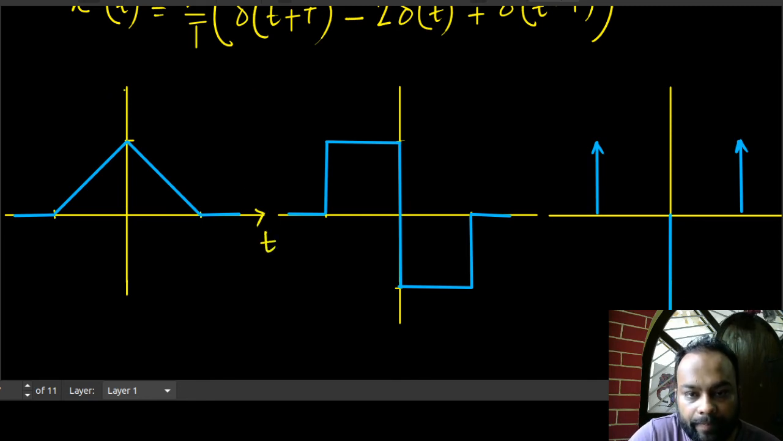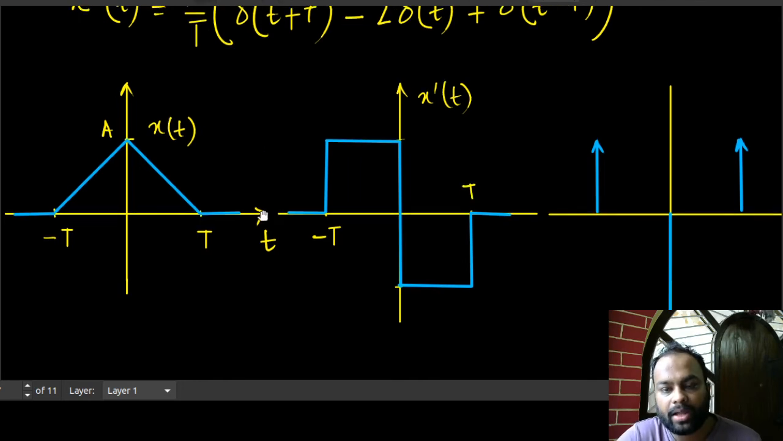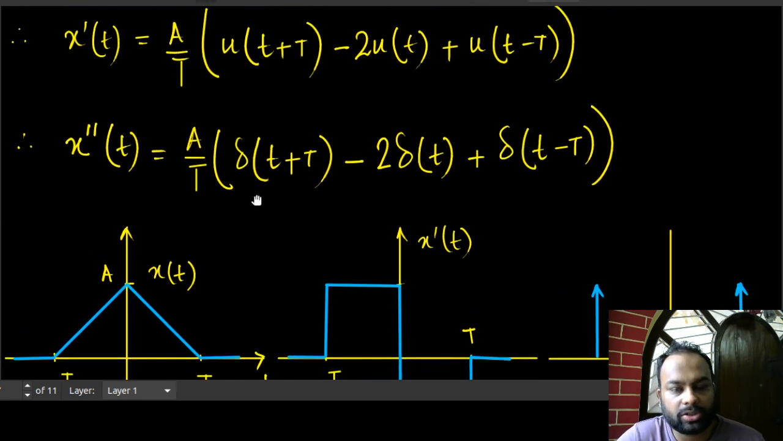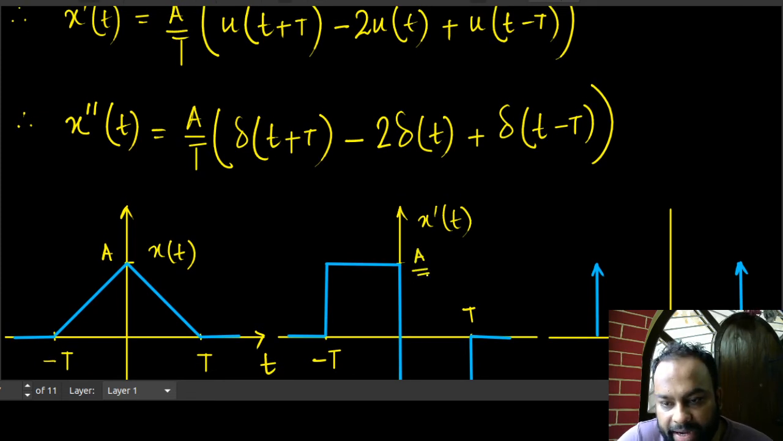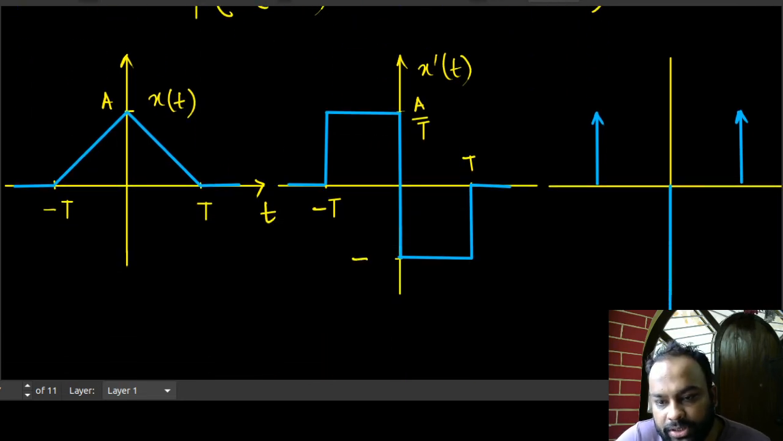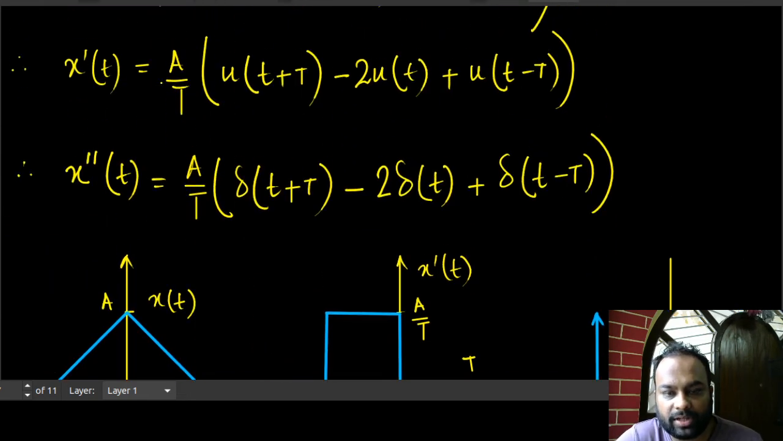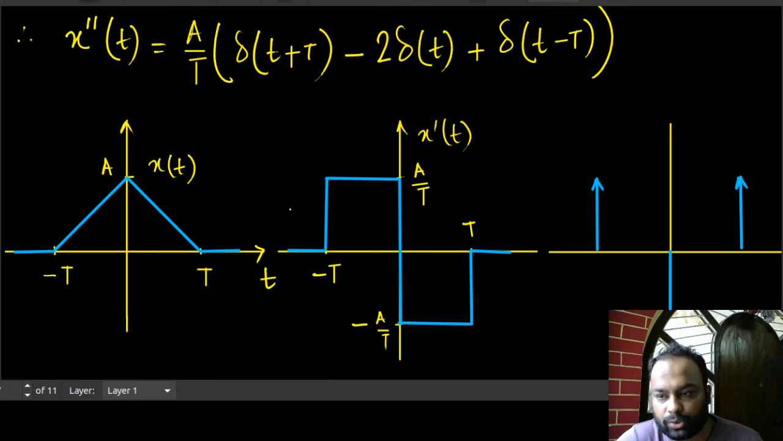So this is t, and this is x(t), right? This is minus T, this is plus T, and this is A, right? And this is x'(t). So this is again minus T and plus T, and for the derivative we have this, right? So this amplitude is A/T, of course, because of this, otherwise this would have been 1. So I have A/T here, and this amplitude is minus A/T, because I have minus 2u(t). If this wasn't there, if this was 1, then this would have been plus 1, this would have been minus 1, right?